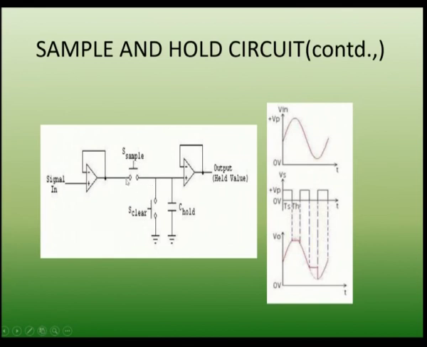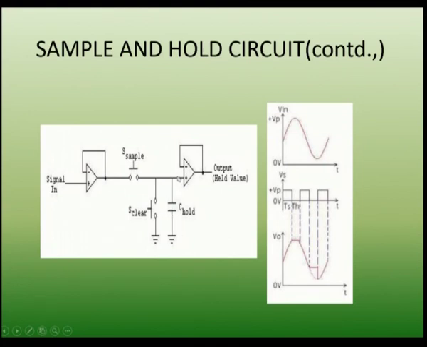If you use a MOSFET here, we know that the MOSFET acts as a switch, and to the gate of the MOSFET we give a control voltage. If the control voltage is positive the MOSFET is on, and if the control voltage is negative the MOSFET is off. If the MOSFET is on by the positive pulse of the control voltage, then the input signal is sampled and held across this capacitor, and whenever the MOSFET is off, the last sampled value is stored across the capacitor.